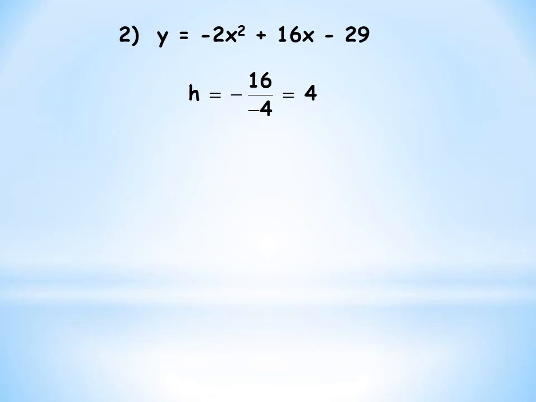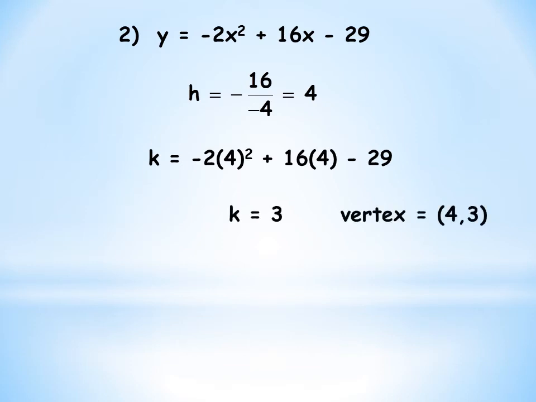Now we find the k value by substituting this 4 in for every x in our equation. So we'll have negative 2 times 4 squared plus 16 times 4 minus 29. Simplify this all down, and we have a k value of 3. So now we know the vertex is 4, 3. Again, all we have to do is look at the original equation to find out that our a value is negative 2, and we have everything we need in order to put this equation in vertex form. So here's the equation in vertex form. Now we know how to graph it.